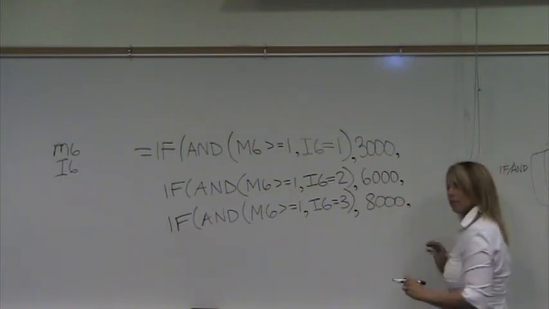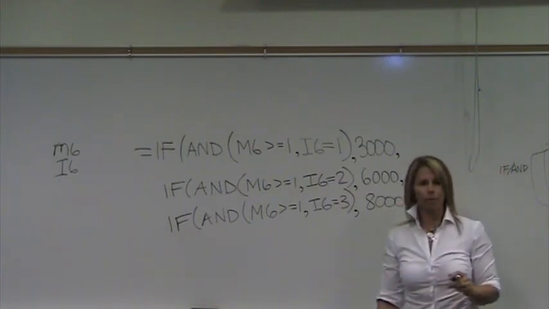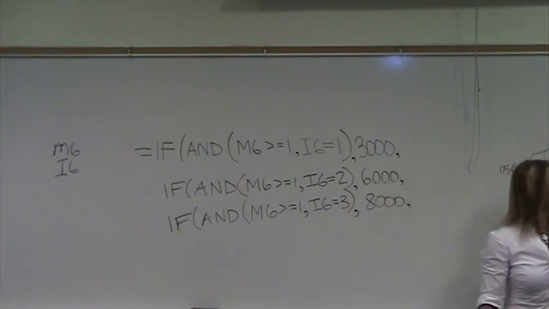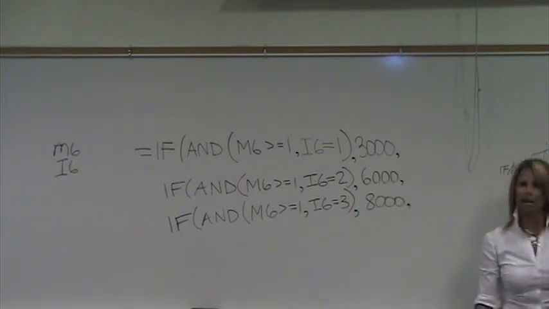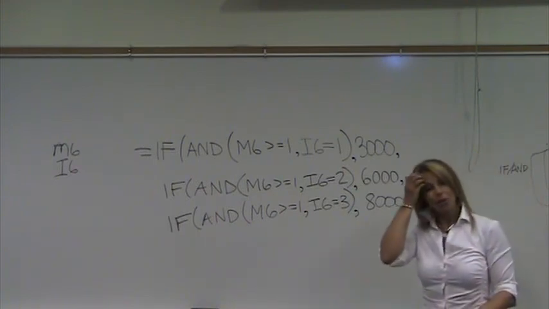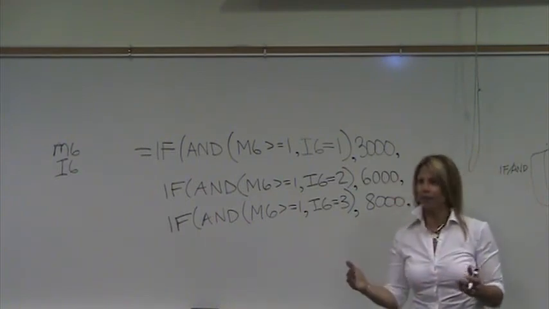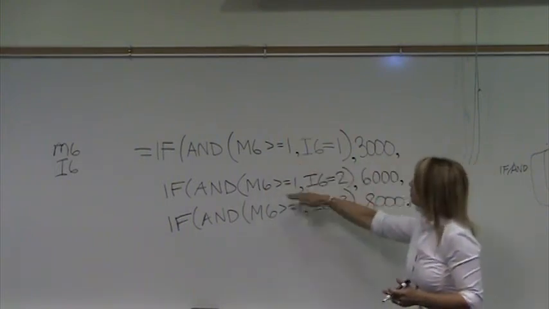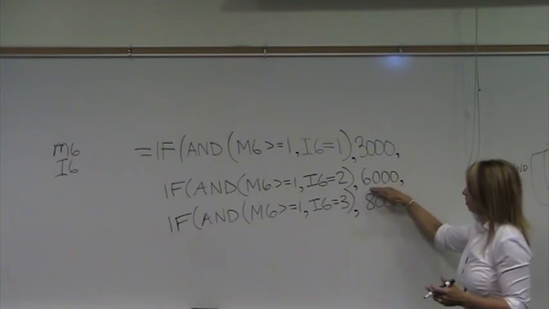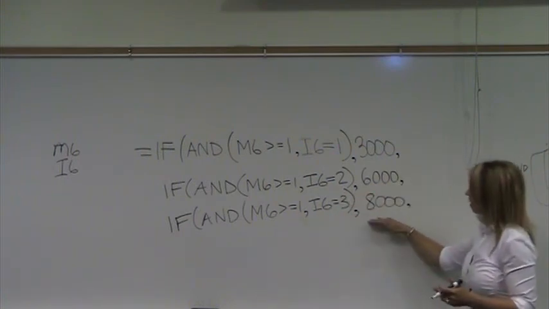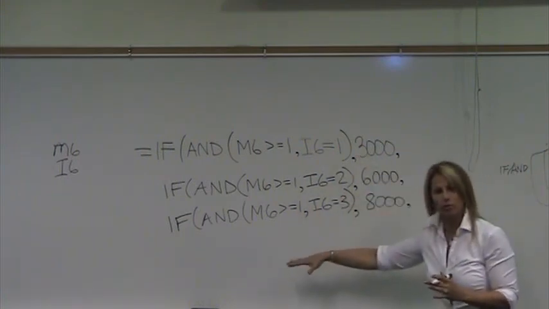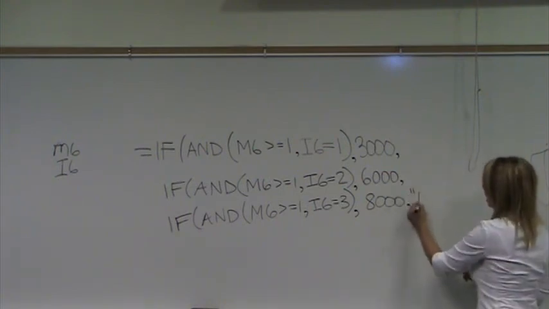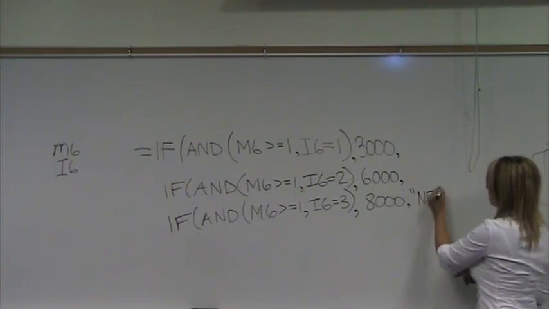Is there more though? Yeah, for the ones that don't get a bonus, they wanted to display NE if it's not eligible, right? Yeah. So that's our last piece of it. If it's this, it's 3,000. If it's this, it's 6,000. If it's this, it's 8,000. Well, what if it's none of those? Then it's false, and we put in that NE for not eligible, right?